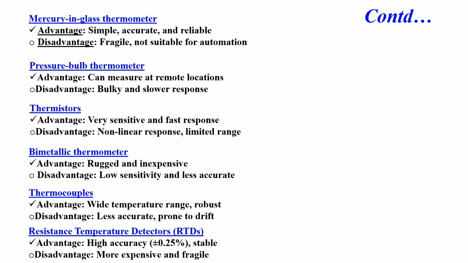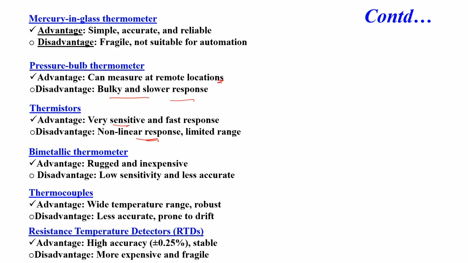Here you can see a comparison of different temperature monitoring devices. Mercury in glass thermometers are simple and accurate, but they are fragile and not suitable for automation. Pressure bulb thermometers can measure at remote locations, but they are bulky and the response is slower. Thermistors are very sensitive with fast response. The disadvantage is that the response is non-linear.